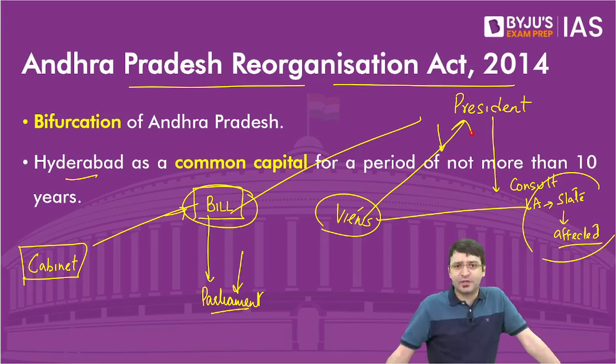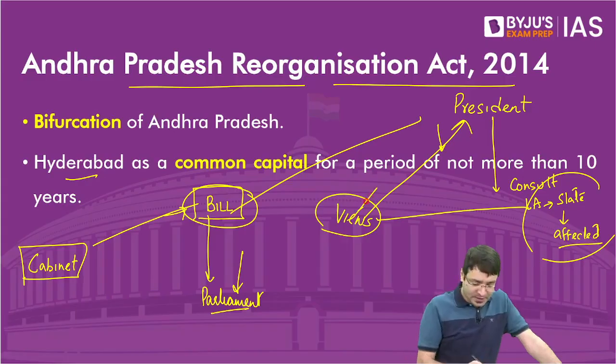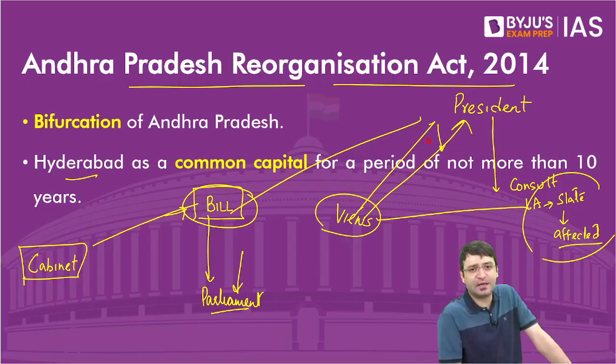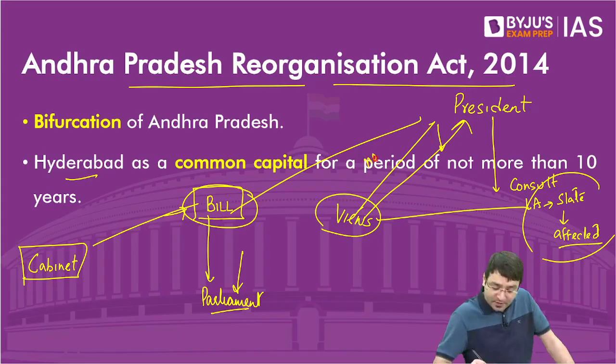The Andhra Pradesh Legislative Assembly passed a resolution saying we reject this bill. Andhra Pradesh should be united. It cannot be bifurcated, should not be bifurcated. We will stay together. We will stay united. This view was sent to the President. The President basically said, go to hell. Your views are not binding on me.